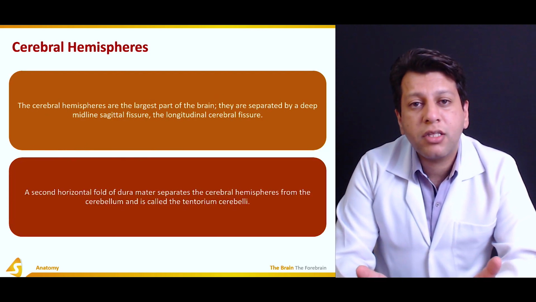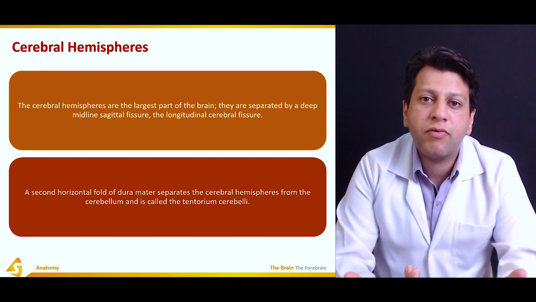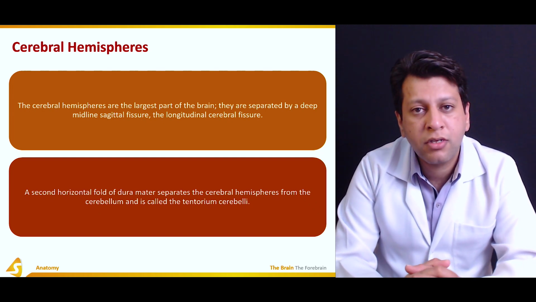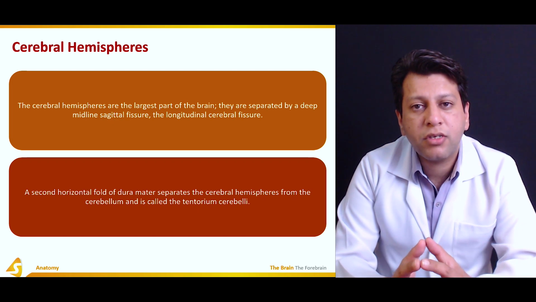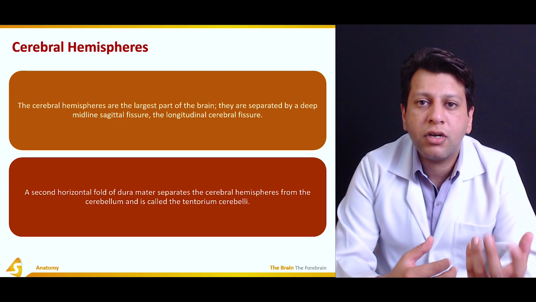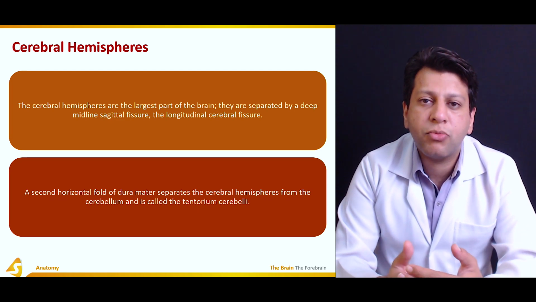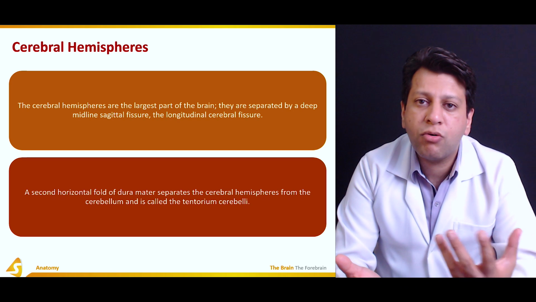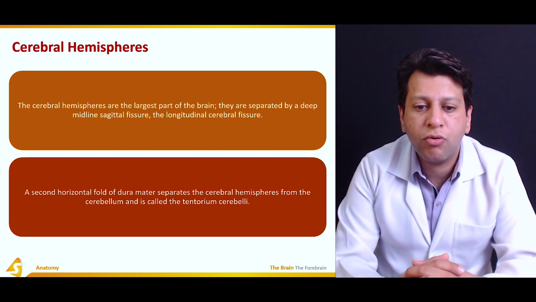Now, coming to the other part: there's the diencephalon, and the other is the telencephalon. Telencephalon is mainly the cerebral hemispheres. This is the major portion which contains different cortices: the frontal cortex, then the temporal lobes, then the parietal lobe, and then the occipital lobe.